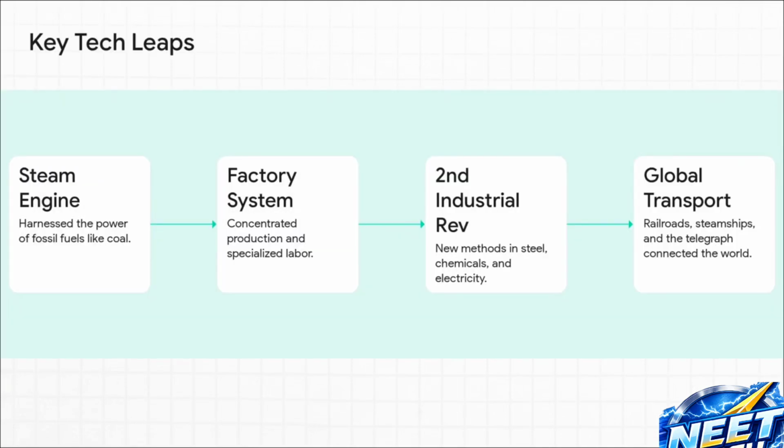And the technology just exploded. It all started with the steam engine, figuring out how to harness the incredible power of coal. That directly led to the factory system. Then, boom, a second industrial revolution hits in the later 1800s with huge advances in steel, chemicals, and electricity. And on top of all that, things like railroads and the telegraph completely changed the game, making the world feel smaller and more connected than ever before.